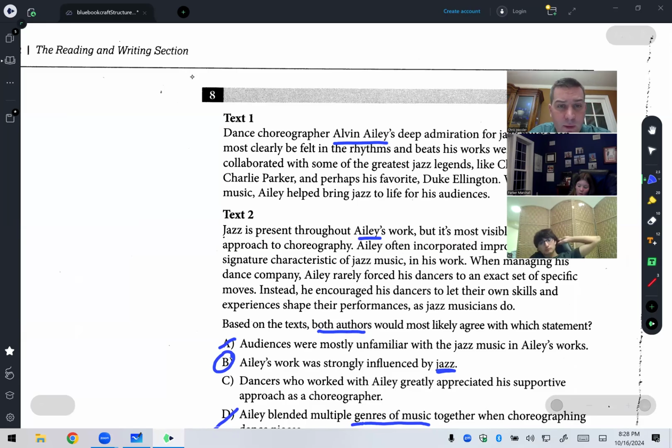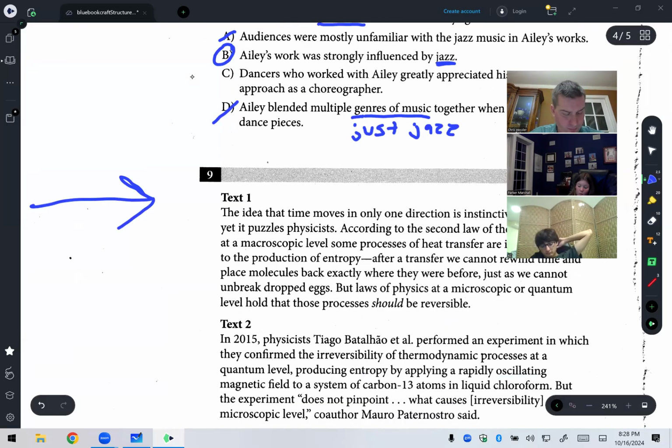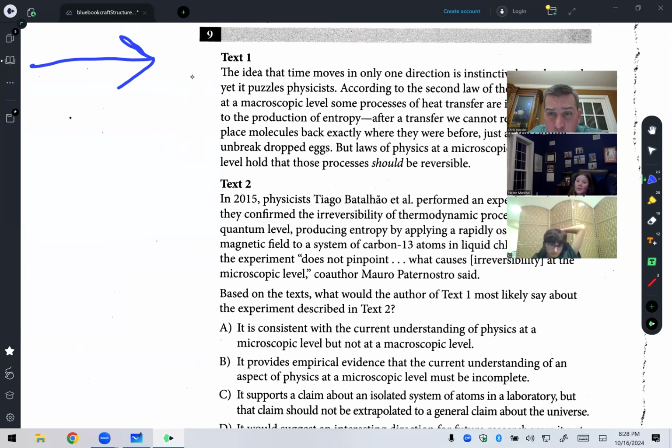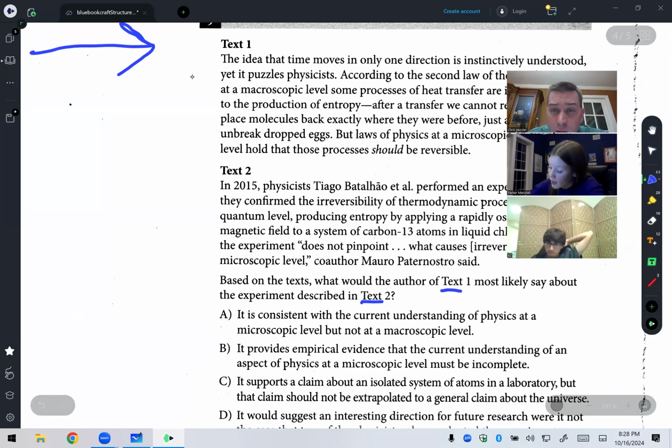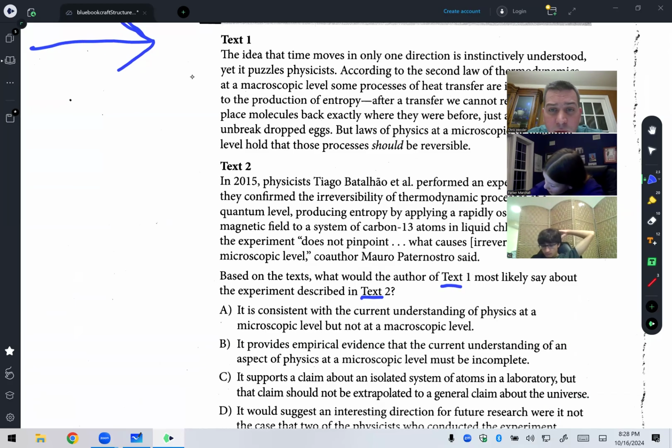All right. Number 9. The idea that time moves in only one direction is instinctively understood, yet it puzzles physicists. I'm firmly in the time only moves forward camp. All right. Let's look at this one. Let's look at a wrong answer. Based on this text, what would the author of text 2 say about the experiment described in text 1?